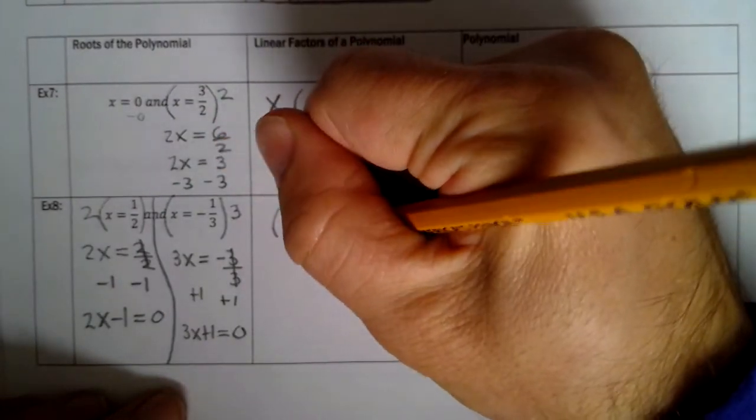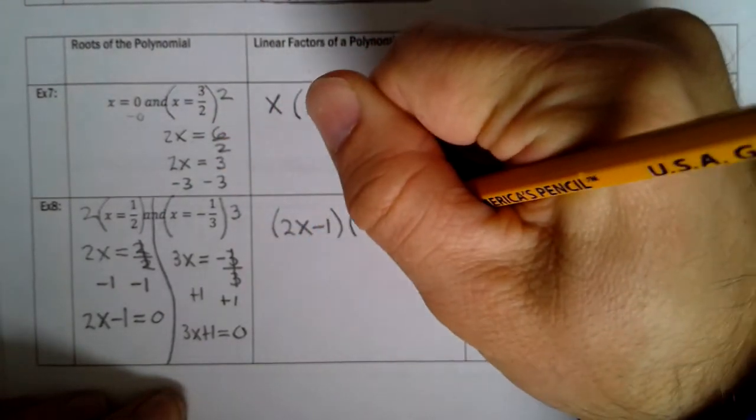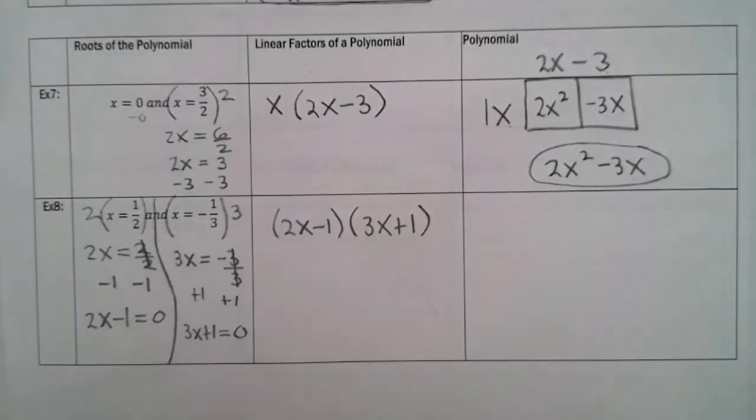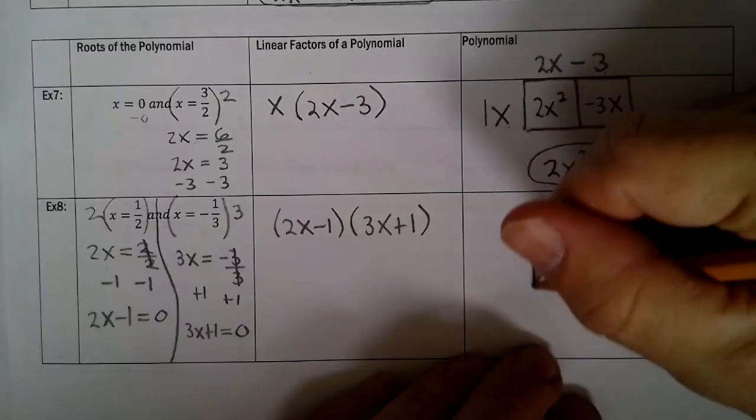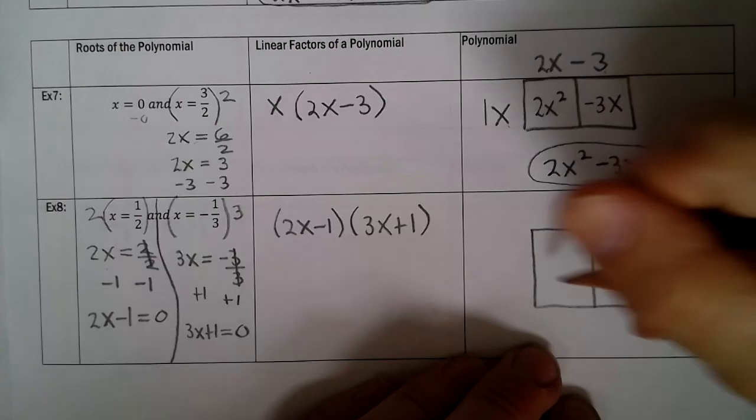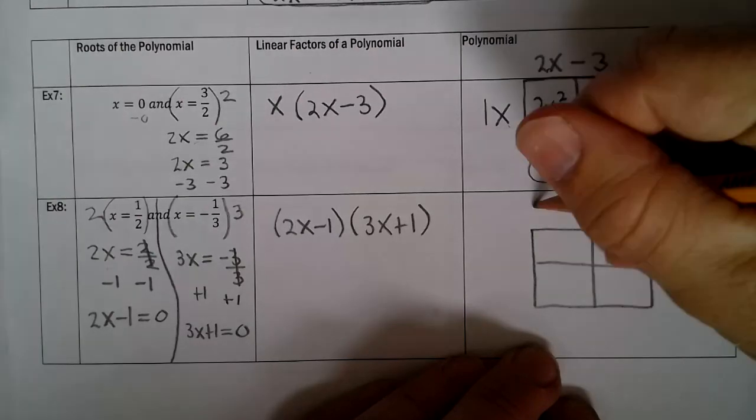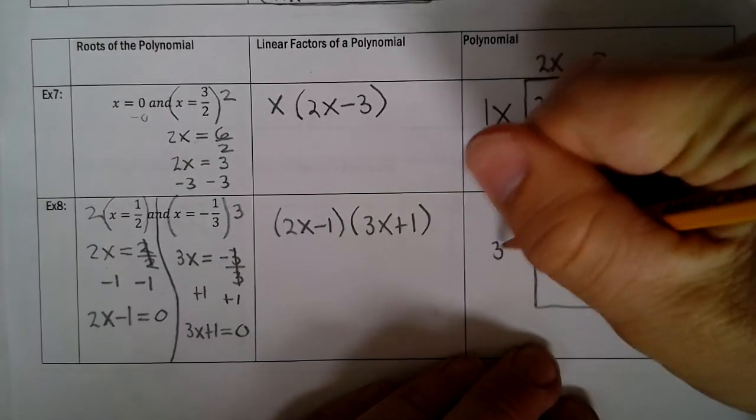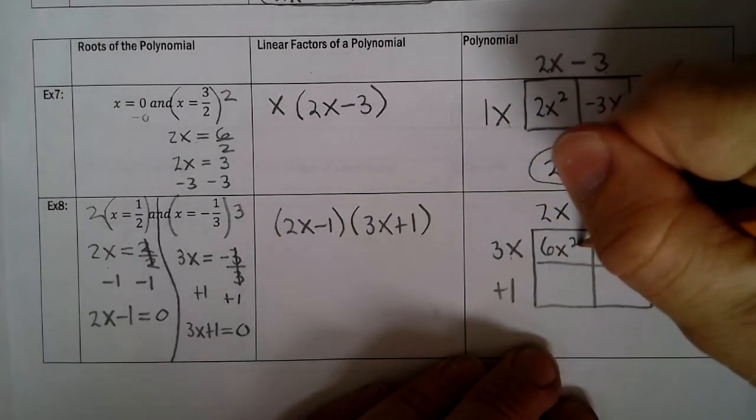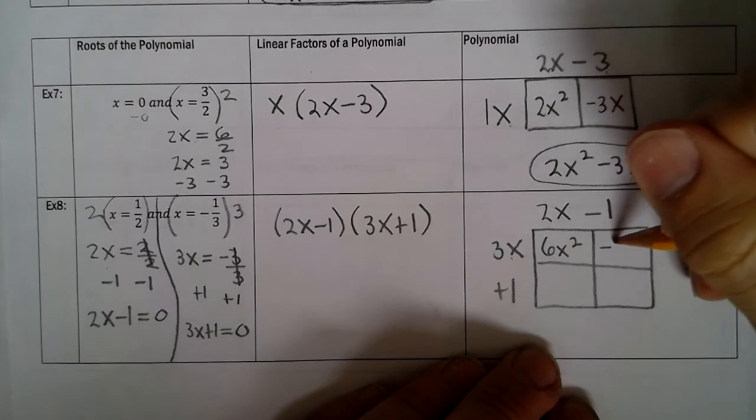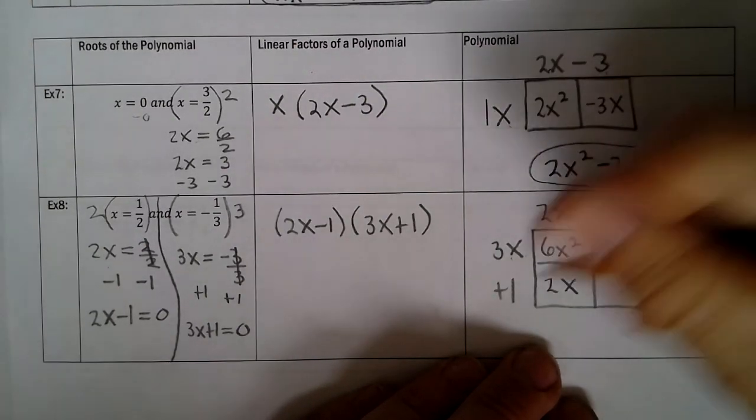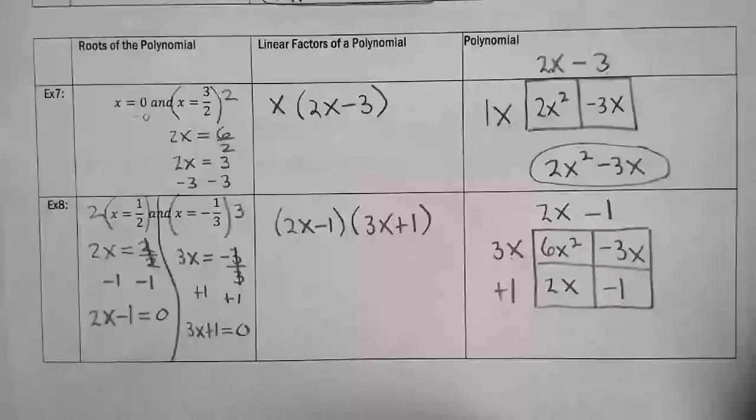Now to find the polynomial, we multiply using the box method. So 3x times 2x is 6x squared. 3x times negative 1 is negative 3x. 1 times 2 is 2x. 1 times negative 1 is negative 1. So then you have 6x squared. Combined, 2x minus 3x is negative 1x, minus 1.